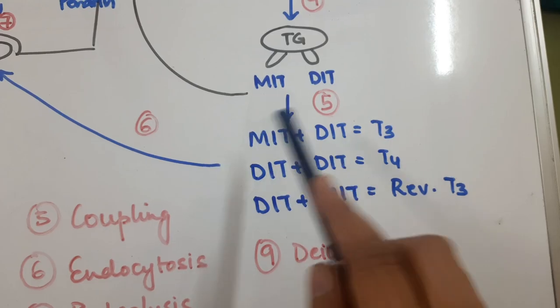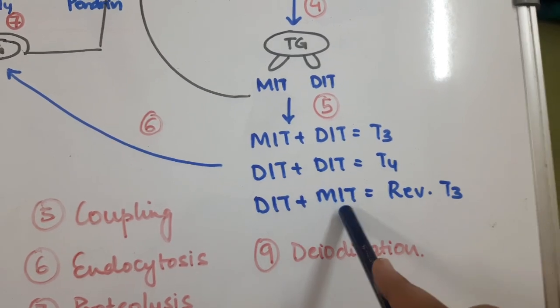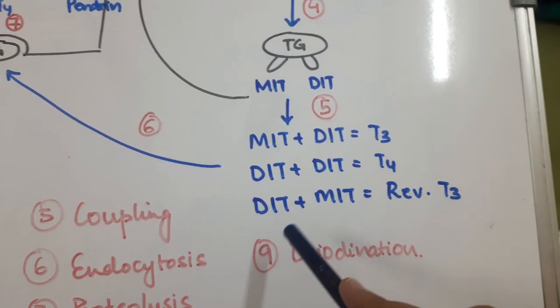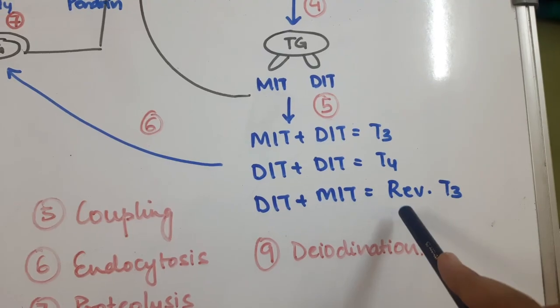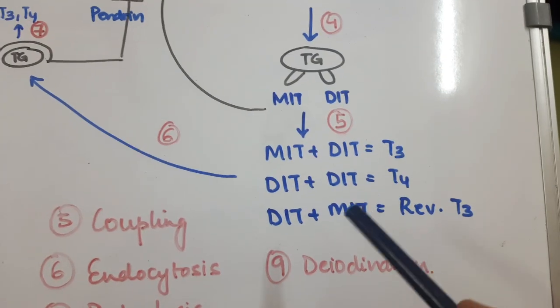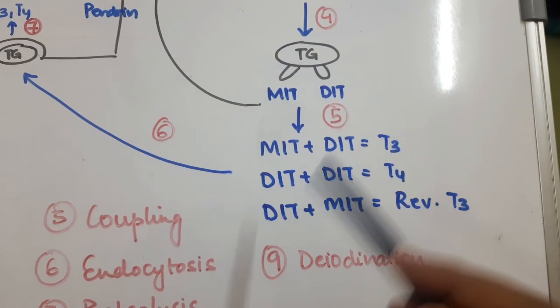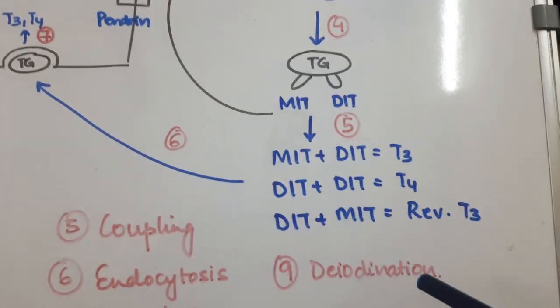And then if we reverse this reaction, if we combine DIT plus MIT, in this order it will give you reverse T3. So 1 plus 2 will give you T3, 2 plus 1 will give you reverse T3. And this entire process is called coupling. This is the fifth step, coupling of MIT and DIT to form the thyroid hormones.